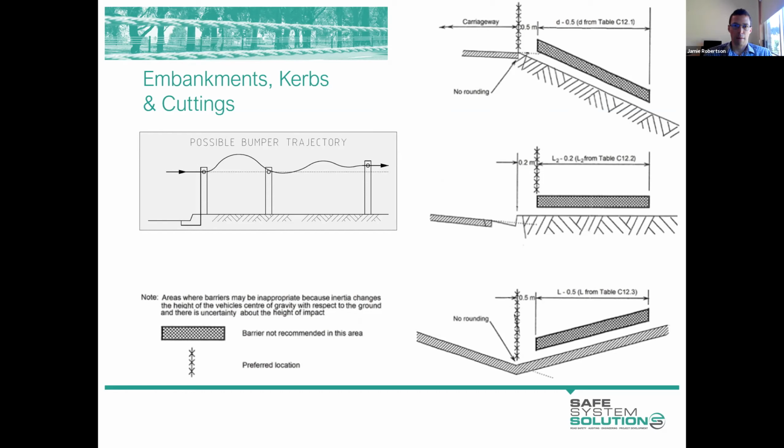Similarly with cut batters and fill batters, there are some no-go zones. We don't want to install our barriers in locations where a vehicle is riding up or riding down after striking the invert of a table drain, for instance. Where that's the case, the vehicle is going to impact a barrier at other than its normal height, and there's an increased likelihood of a vehicle penetrating that barrier by either vaulting over it or underrunning.